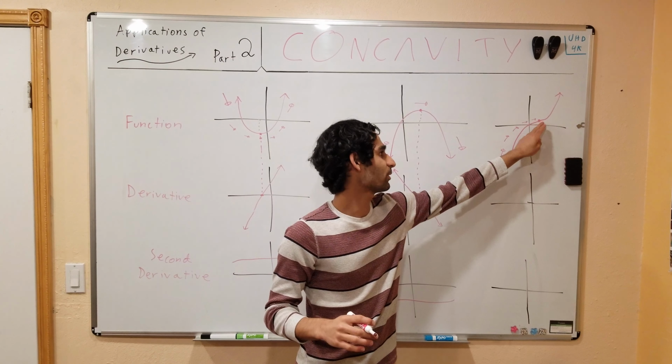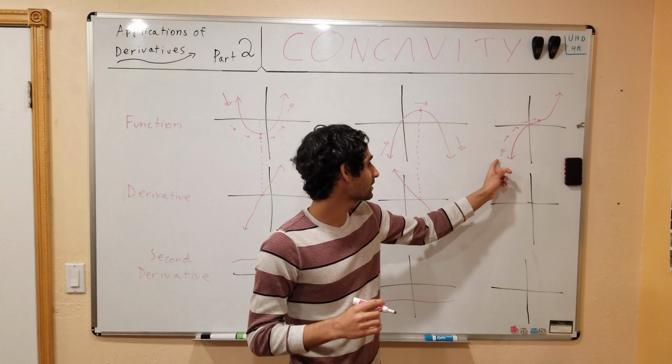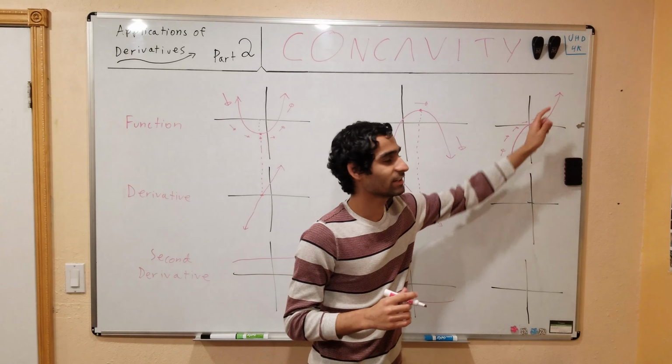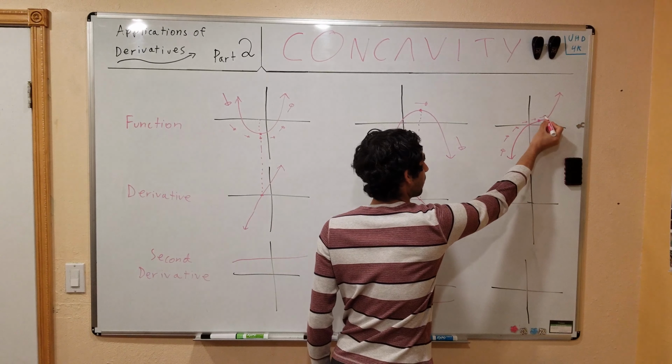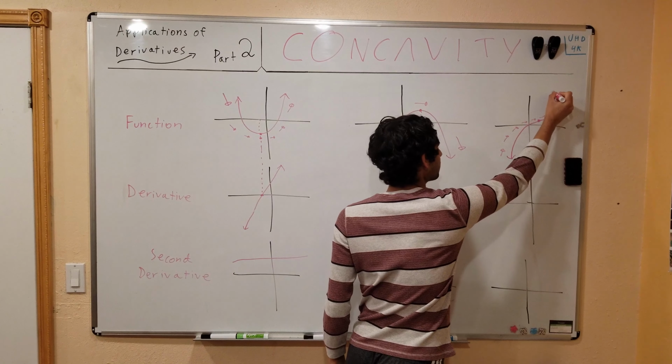But at this point something happens. The derivative is decreasing until it hits this point, and then it begins increasing. So from this point the derivative again goes up, it gets larger, it gets even larger.